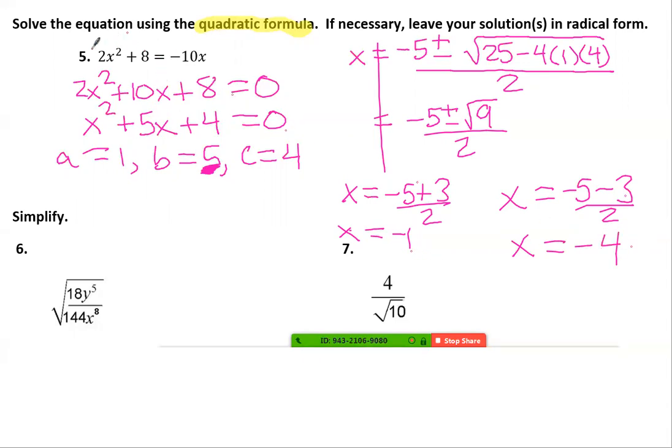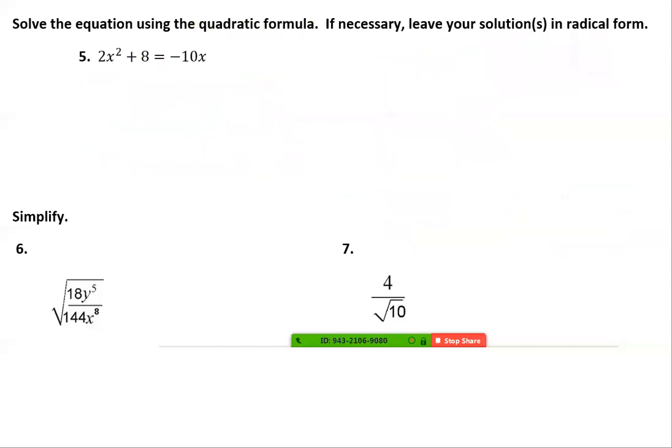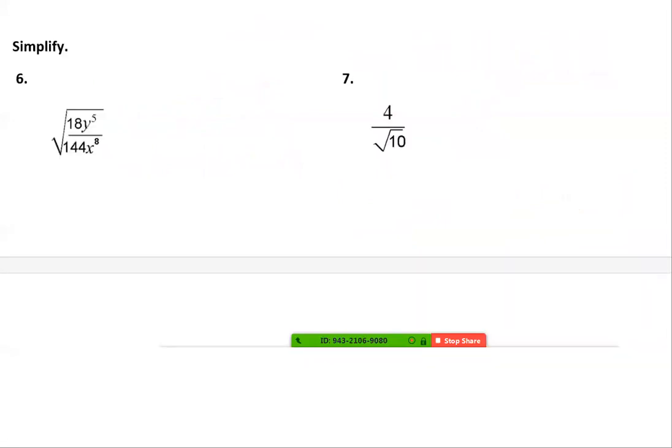If you substitute those back into the original equation, they should make the equation true. And that would have been much easier done just by factoring. But it asked us to use the quadratic formula, so we used it.